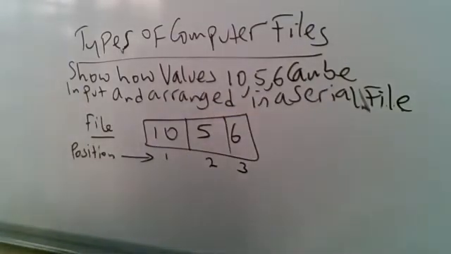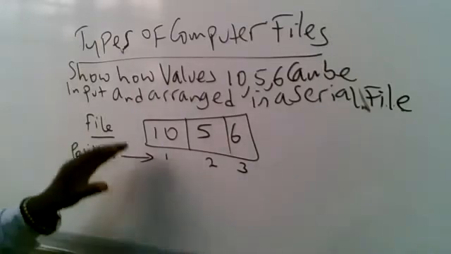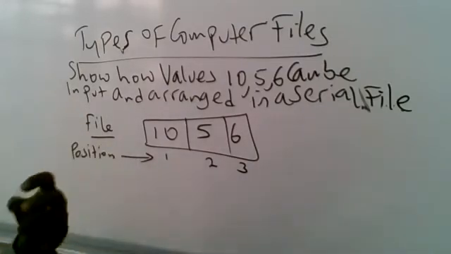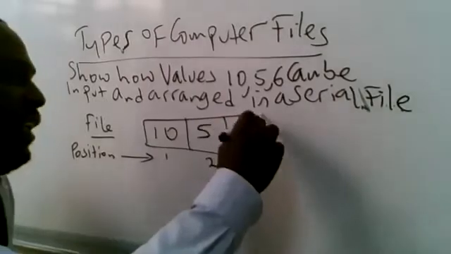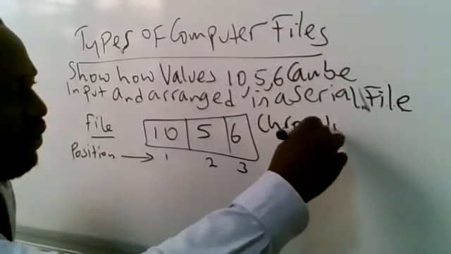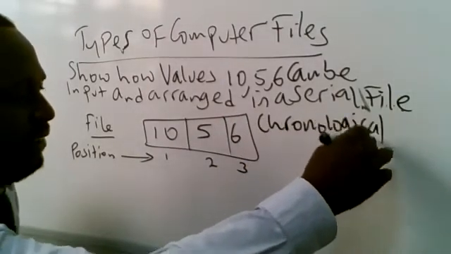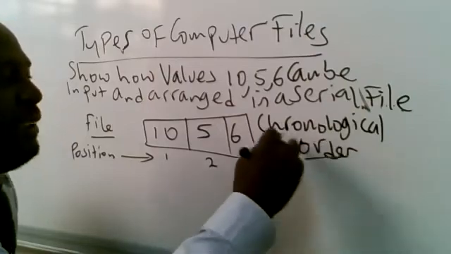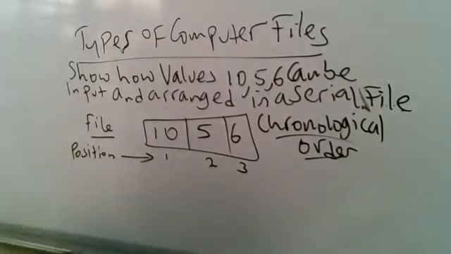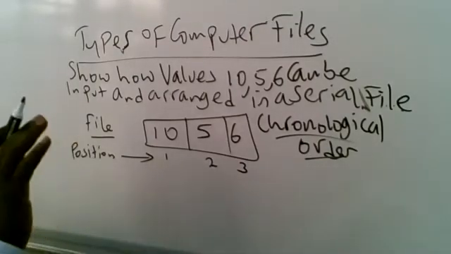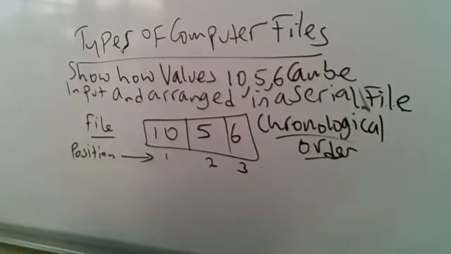So how do we define that? In a serial file, values are kept in the order in which they are added to the file. And that is called chronological order. What does that mean? That there's no specific order in how values should be arranged in a serial file. There is no specified order. The way they join is how they are put in the file.